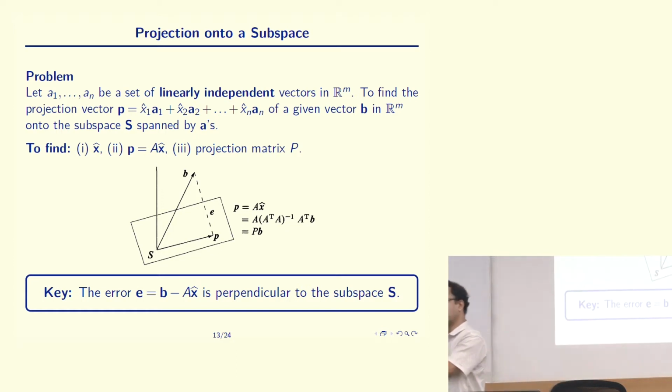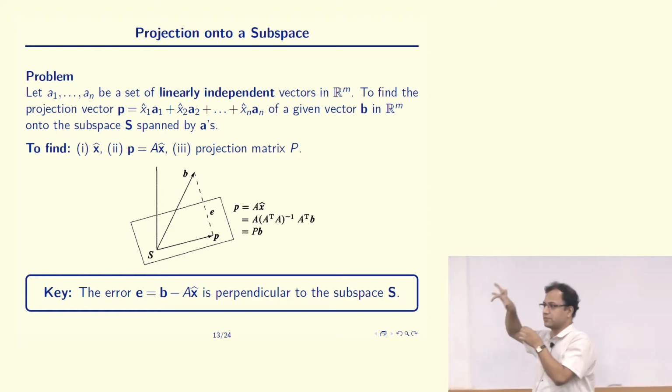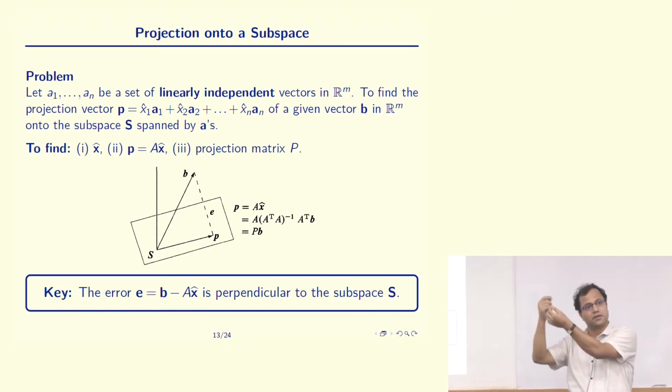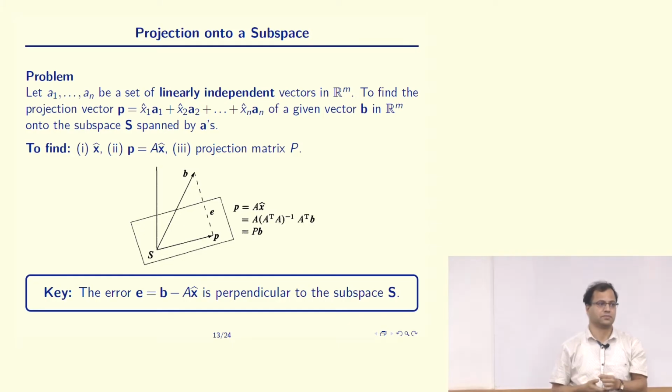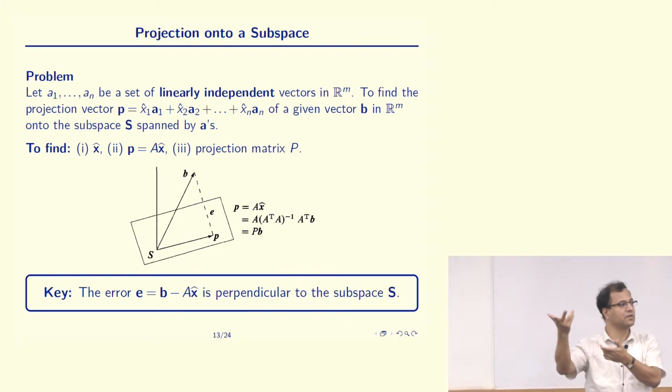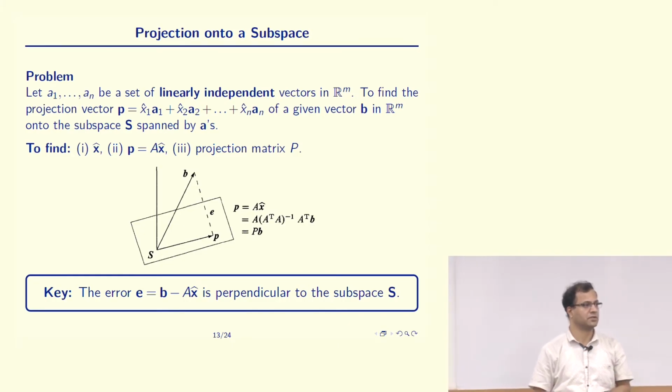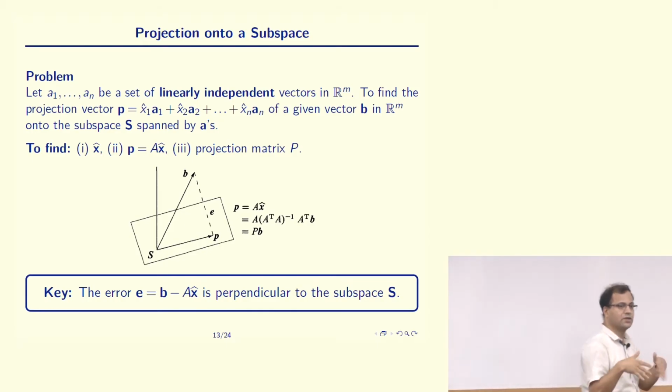We have to project that vector B onto that subspace, the column space, so that the projected vector will have a corresponding solution. Because unless B is in the column space, we cannot find a solution. So we need to find the projection. For that, we need to understand projection on a subspace.